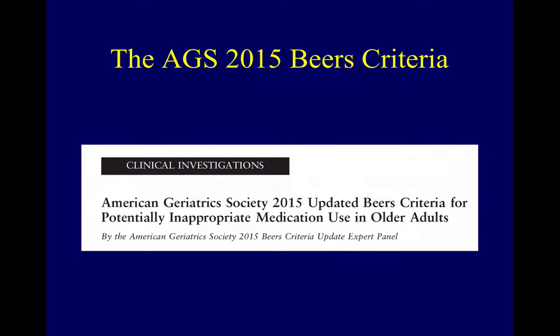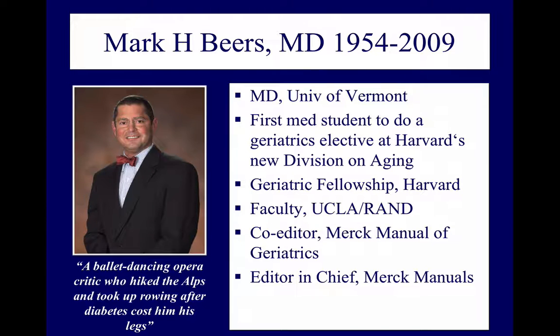So in 2015, the American Geriatrics Society updated the Beers criteria. And where did the Beers criteria come from? Well, it came from Dr. Mark Beers. Dr. Mark Beers unfortunately passed away in 2009 due to diabetes complications. But Dr. Beers in his lifetime was a geriatrician, and he was looking for a way to possibly teach his geriatric physician fellows about what drugs may not be appropriate. And so he published an opinion paper in the early 90s, and it just caught on like wildfire.